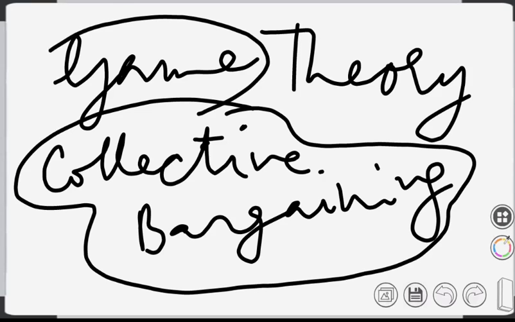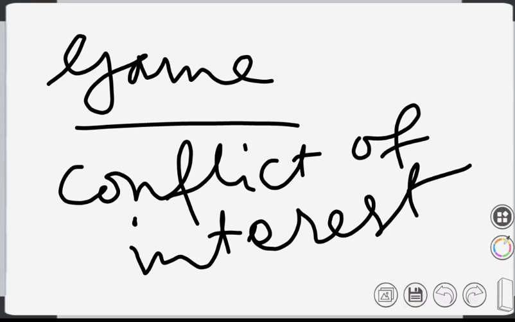This situation is also a game. Here the game is played between the management and the workers. And collective bargaining is where both the parties gain something and lose very little. Both parties are not getting the whole, but letting something go, which is better than getting nothing. So a game is a situation where conflict of interest arises. So what is the conflict?